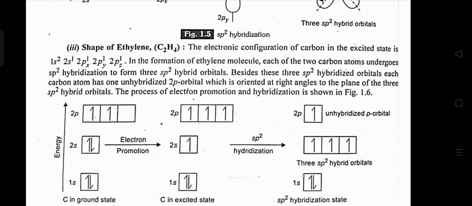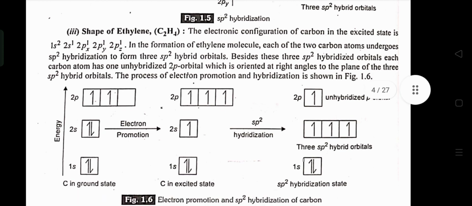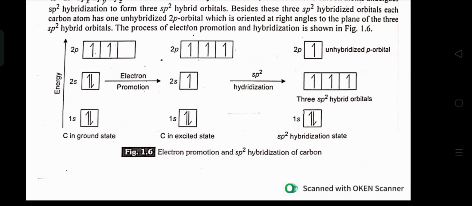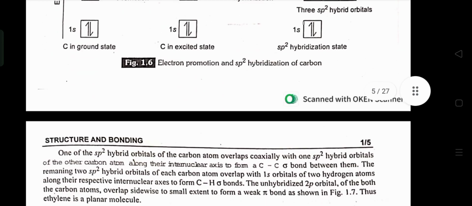Shape of ethylene, that is C2H4. The electronic configuration of carbon in the excited state is 1s2, 2s1, 2px1, 2py1, 2pz1. In the formation of the ethylene molecule, each of the two carbon atoms undergoes sp2 hybridization to form three sp2 hybrid orbitals. Besides these three sp2 hybrid orbitals, each carbon atom has one unhybridized 2p orbital, which is oriented at a right angle to the plane of the three sp2 hybrid orbitals. The process of electron promotion and hybridization is shown in the figure.